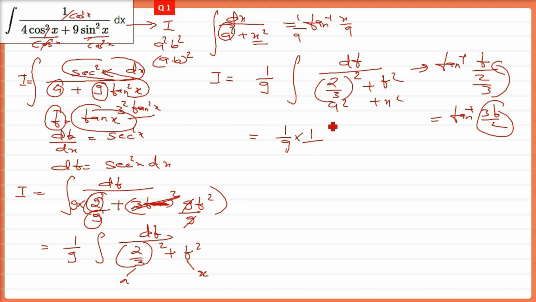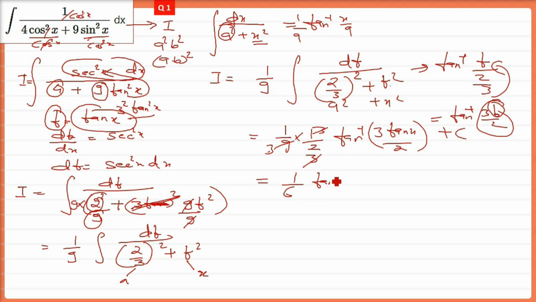1 by a, which is 1 by 2 by 3, and tan inverse x by a, which is t divided by 2 by 3. So 3 goes up, 2 comes down. What will this 1 by 9 into 1 by 2 by 3 give you? This will give you 1 by 6 tan inverse 3 tan x divided by 2 plus a constant of integration.